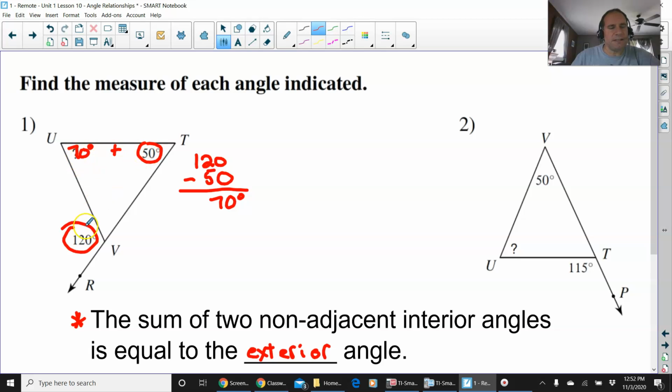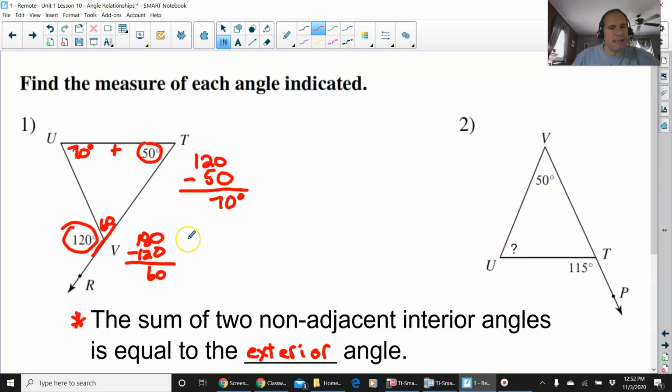70 plus 50 equals 120. You're good. Another way you could do this is 180 minus 120, right? And you would get 60 here because this is a straight line. Straight lines equal 180. So 180 minus 120 is 60.